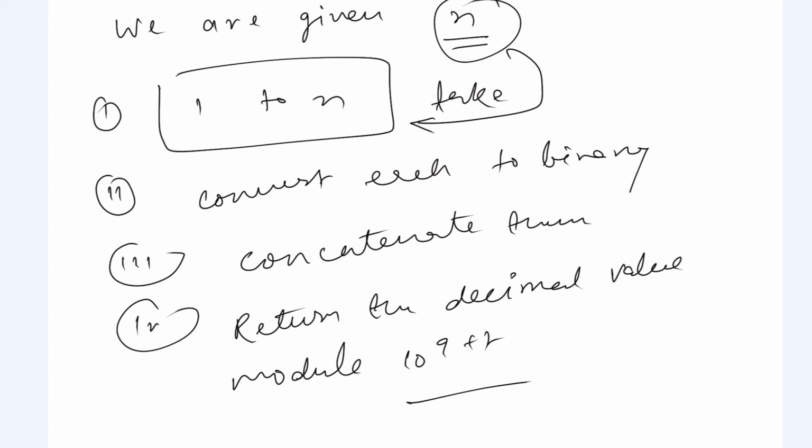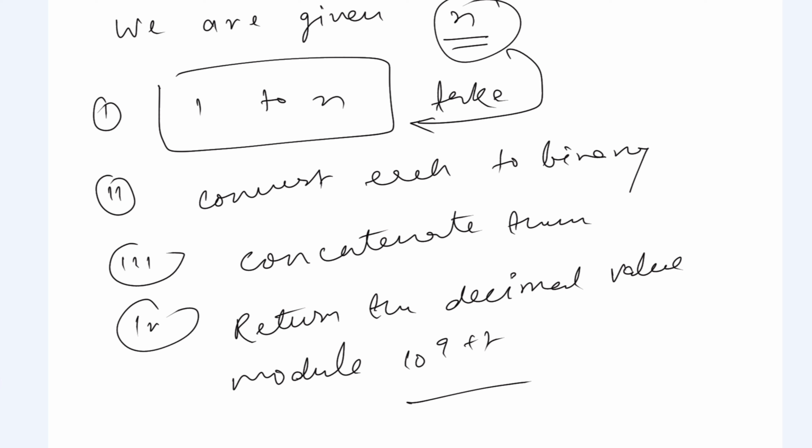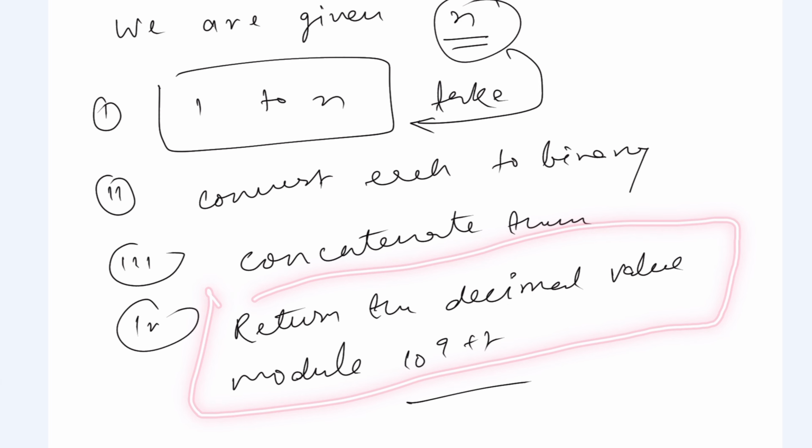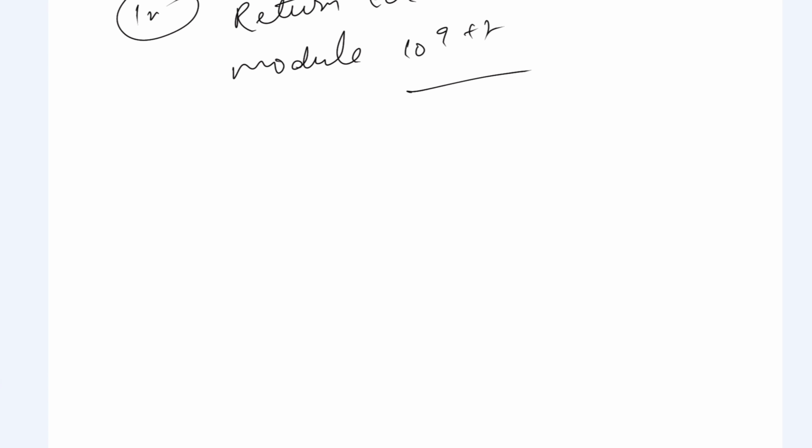Let's start with a very small example so you can understand. The question is very easy to understand: we are given n, you take the numbers from 1 to n, convert each number into binary, concatenate them back, and once the concatenation is done, you return the decimal value modulo 10 to the power 9 plus 7. Let's try to understand further.